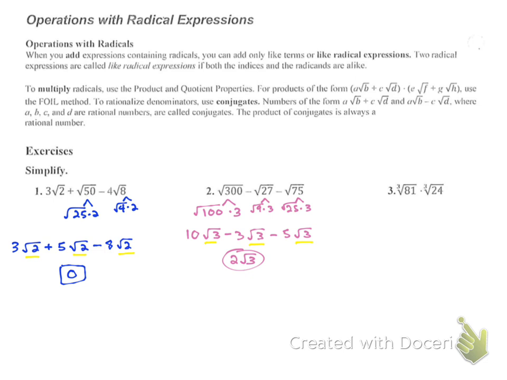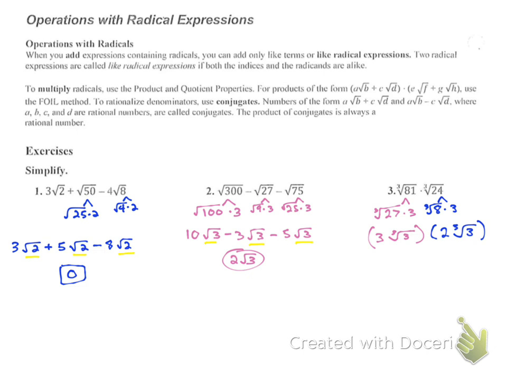So, 81, I would do 27 and 3 because 27 is a perfect cube. And I can take out a 3. And I've got cube root of 3 left inside the radical times 24. I would do 8 and 3 because 8 is a perfect cube. Cube root of 8 is 2. So that'll give me 2 times the cube root of 3.